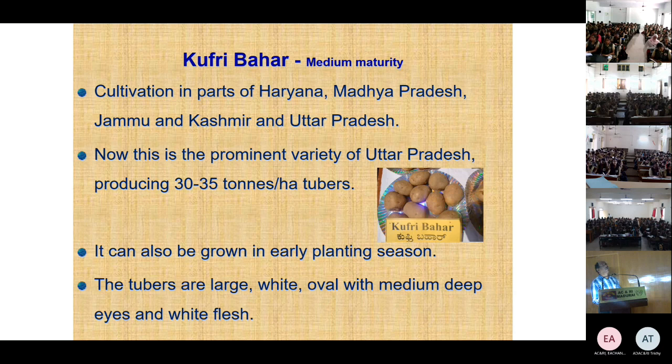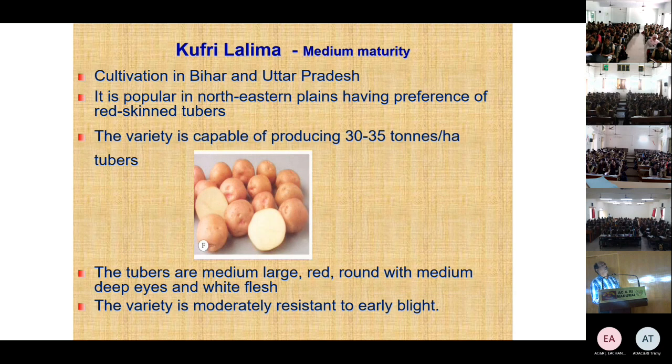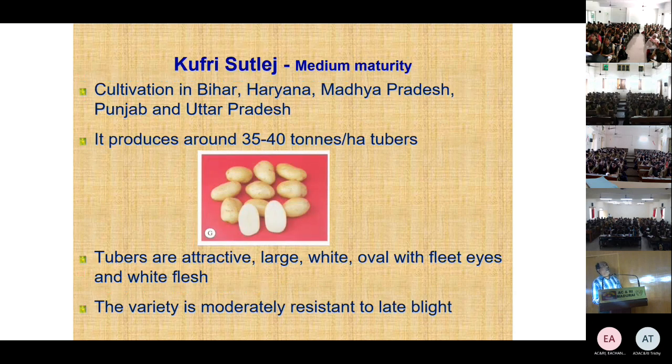Next, Kufri Lalima, this variety is a red skinned potato. The color of the tuber is a red skin, capable of producing 30 to 35 tons per hectare. The tubers are medium large, red round with deep eyes and white flesh, moderately resistant to early blight.